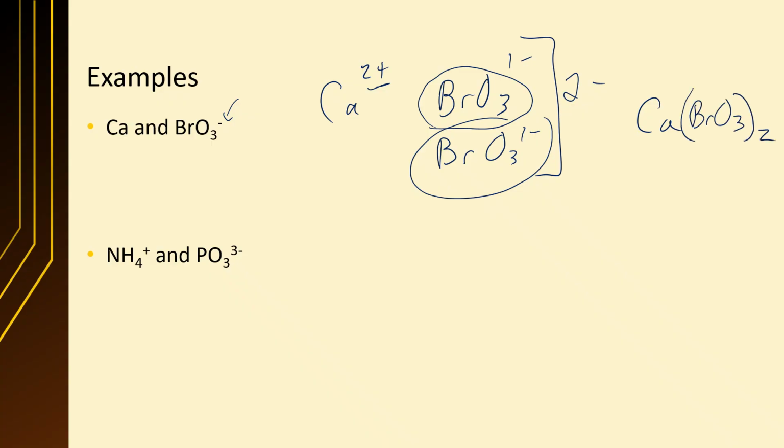BrO3, and I have 2 of those. Think of it, I have 2 sets of the bromate ion. Let's look at another example like that.